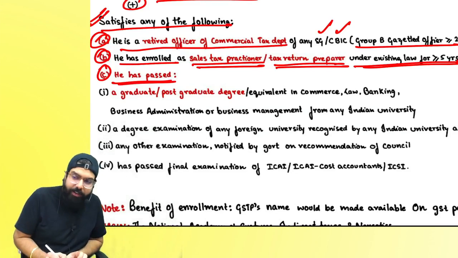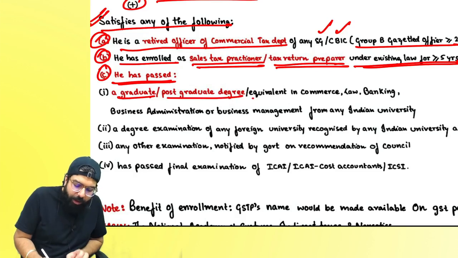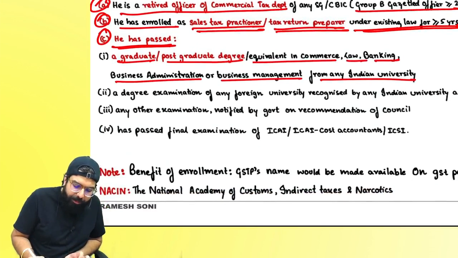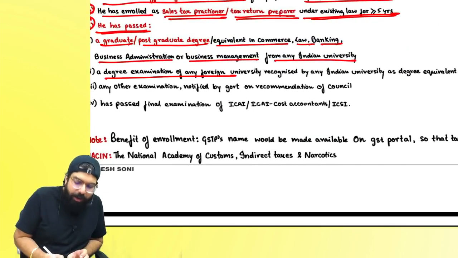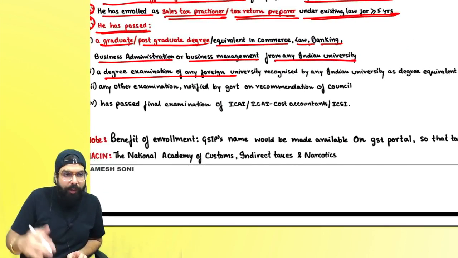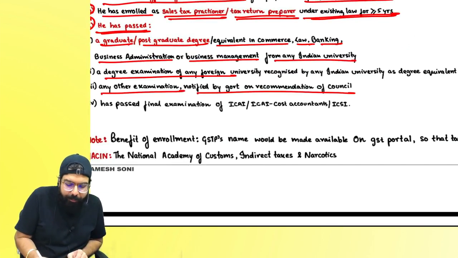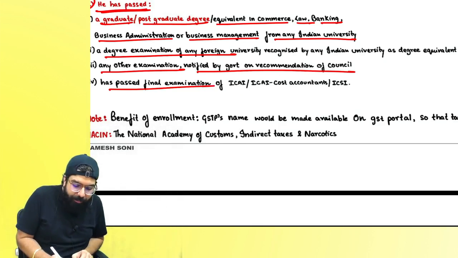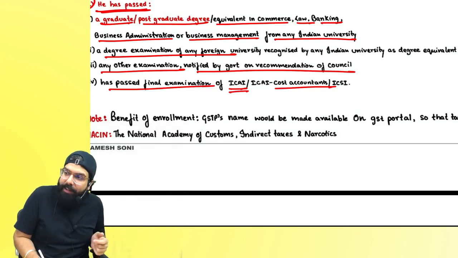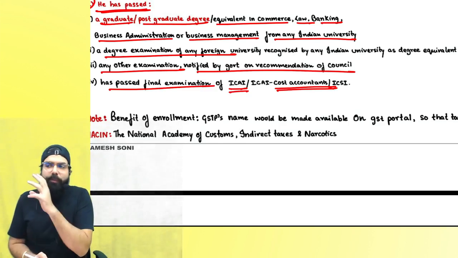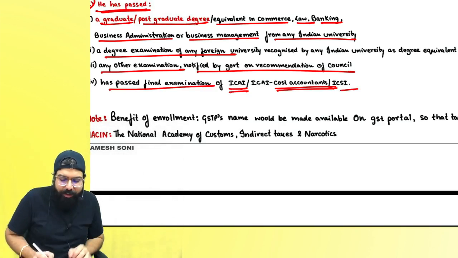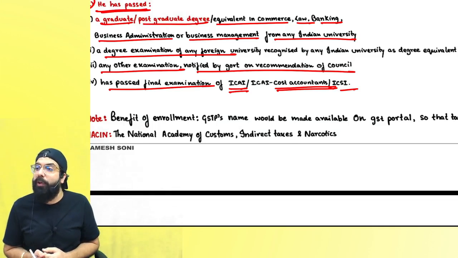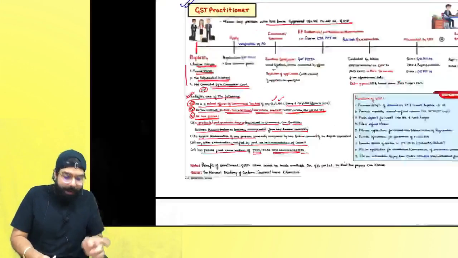Or now qualification, you are a graduate, postgraduate degree or equivalent in law, banking, business administration, business management from any Indian university, or you have a foreign university का degree which is degree equivalent in India, or you have passed any examination which is notified by the government on recommendation of council, or you have passed the final examination of ICAI, ICWAI, which is also Institute of Cost Accountants of India, or ICSI, then Baba, your qualification is enough for you to be a practicing GST practitioner.